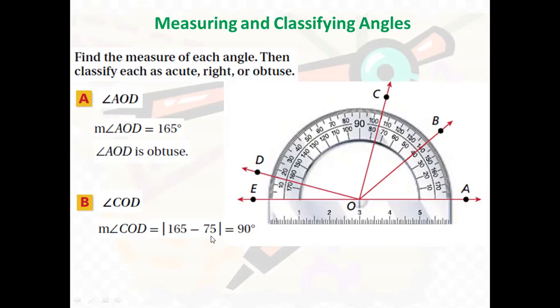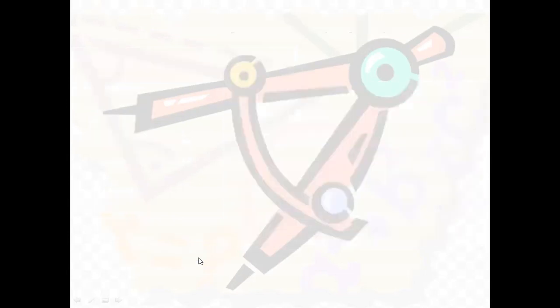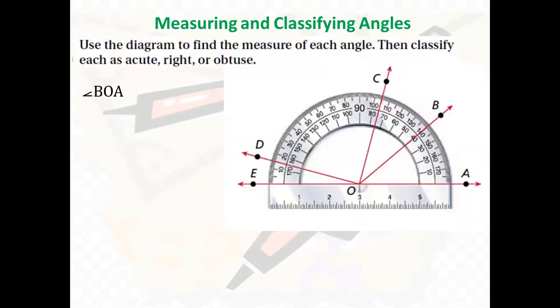You cannot choose in one place the lower one and in another place the upper one. You can choose. If you're choosing the lower number here, you must choose the lower one here too. So 90 degrees, that makes it a right angle. Let's see some more examples.